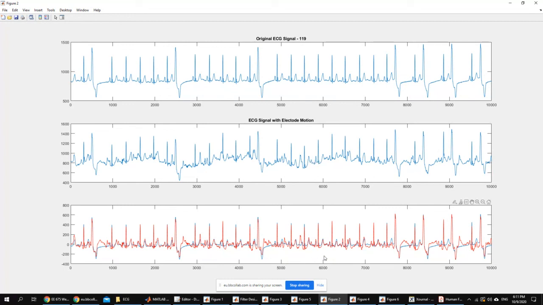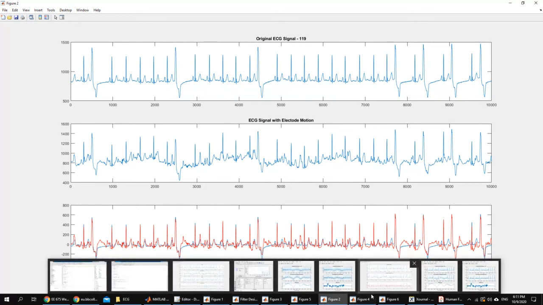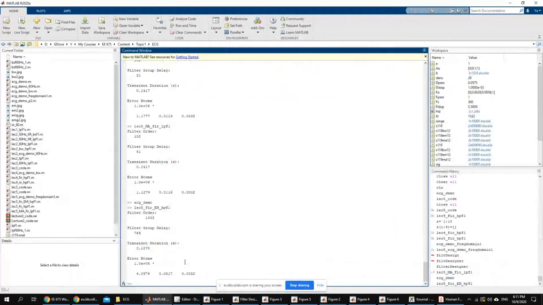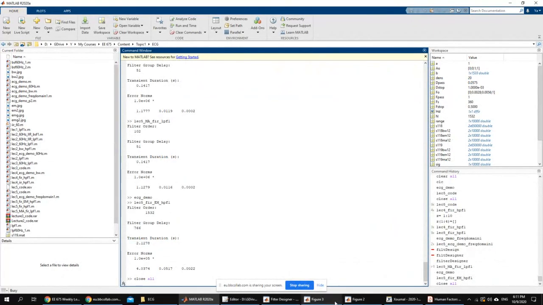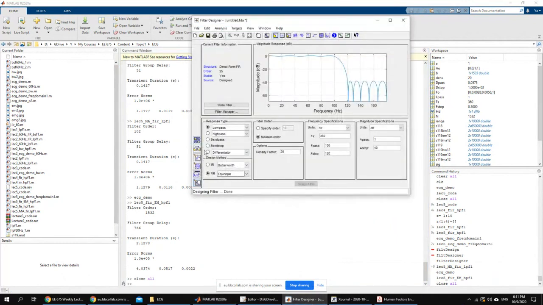Okay, so this is a first step. After that, I can try to take this output signal and apply another filter. Apply a low pass filter so that I can remove the high frequency noise. Or from the start, I can just design something that would work as a band pass filter. So I can go back here, maybe go to the filter designer and just select band pass filter.